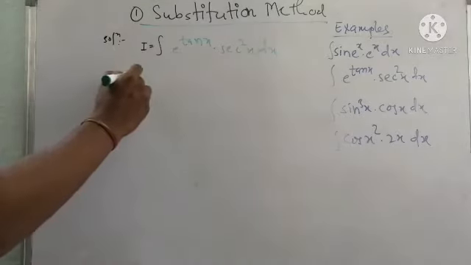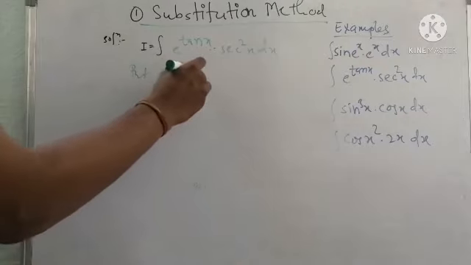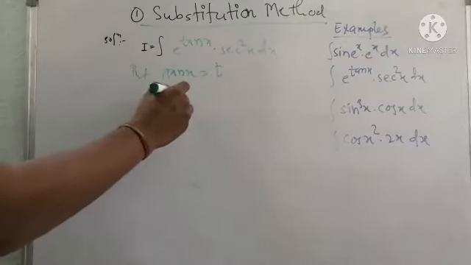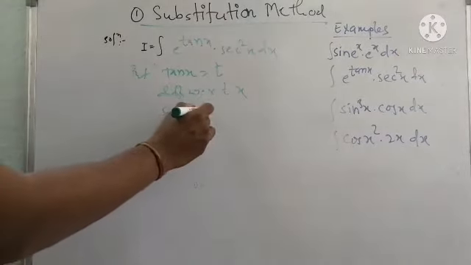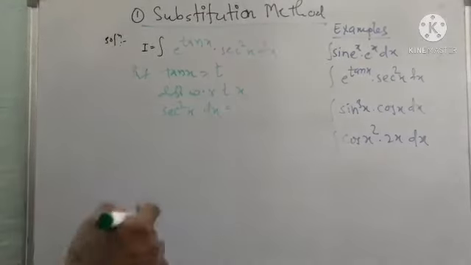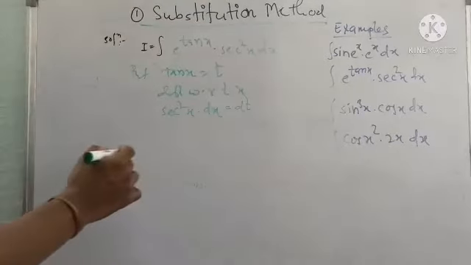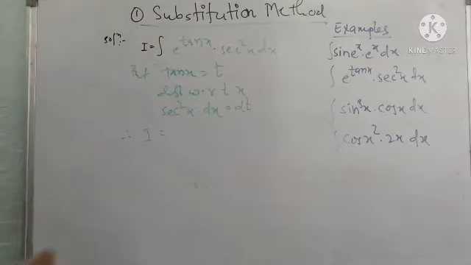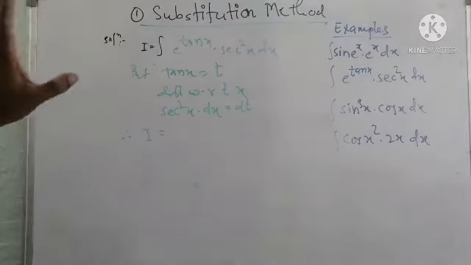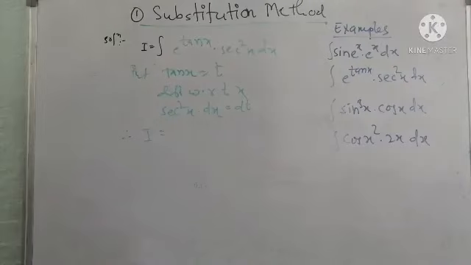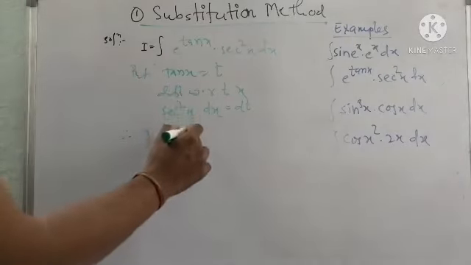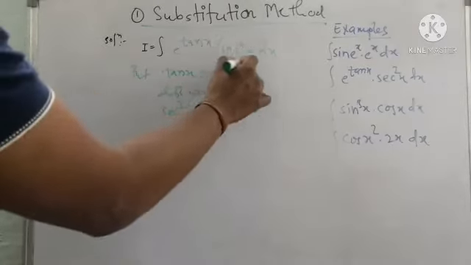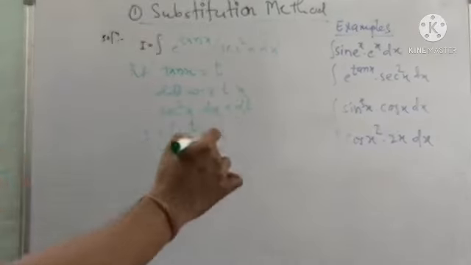So we put here only tan of x is equal to t and take differentiation with respect to x. The derivative of tan of x is sec square x with respect to x, so we multiply it by dx, and the derivative of t is dt. Now the integration will become, therefore I, always remember on the left hand side the value of integration remains constant in the substitution method, that is I. So I is equal to the integration of e raised to tan of x, which is t, into sec square x dx, which is dt.